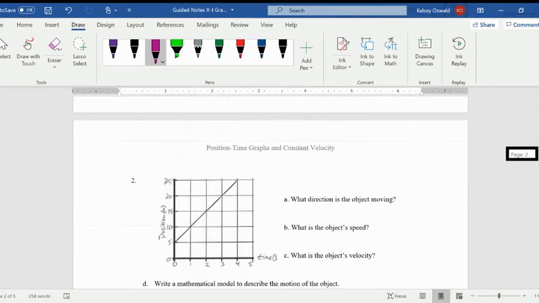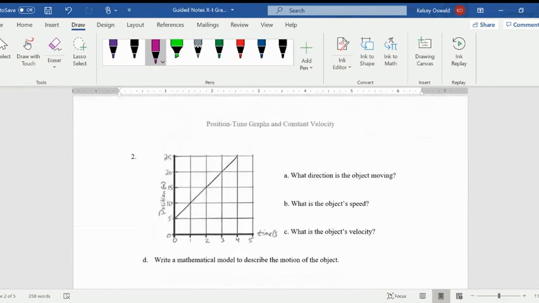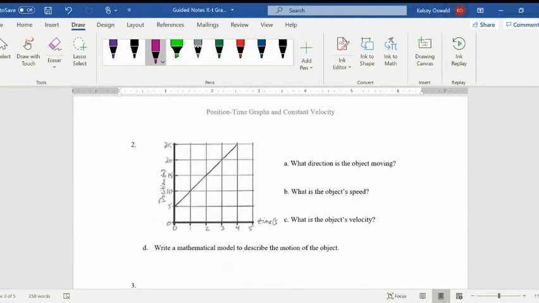Okay. All right, so then when we look at number 2, here we have an object's position-time graph over a time interval. All right, so here, when we want to see what direction our object is moving, we are going to look at the sign of our slope. And we are going to see here that we have a positive slope. So we're going to be moving in the positive direction, or forward.